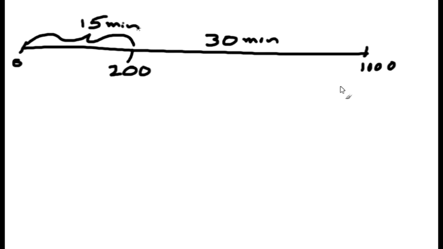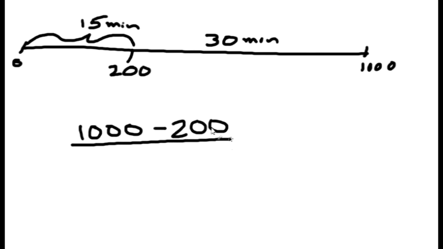you would take the final distance, which would be 1,000, subtract the distance that we're going to start measuring from, which is 200, and then you're going to take the final time, which is 15 minutes plus 30 minutes, which is 45 minutes.